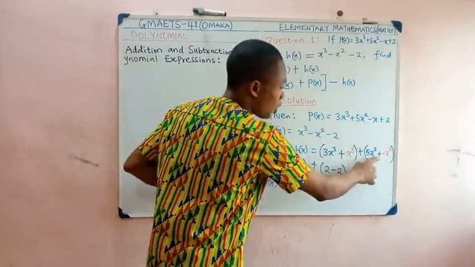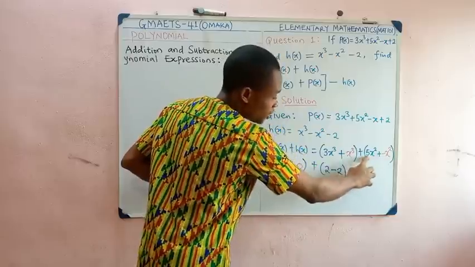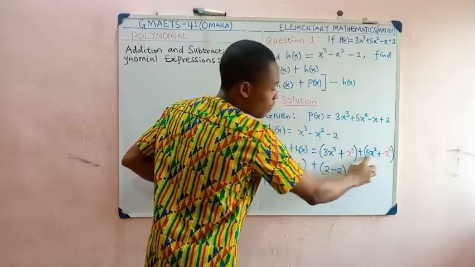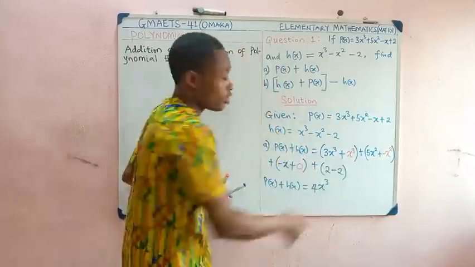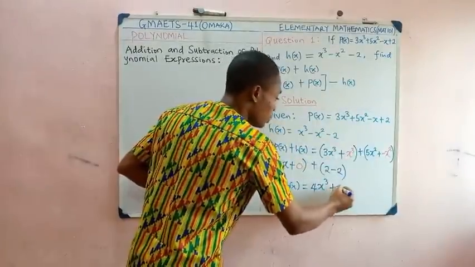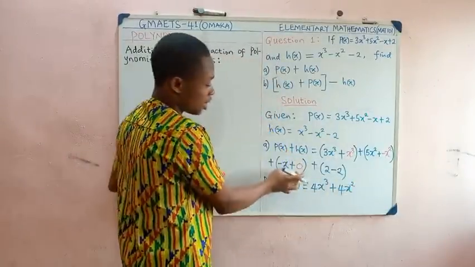Come over to this. This is 5x squared plus minus x squared. The coefficient here is 5. The coefficient here is minus 1. 5 minus 1, you know, plus times minus will give you minus. 5 minus 1 will give us positive 4. Then pick the common terms.